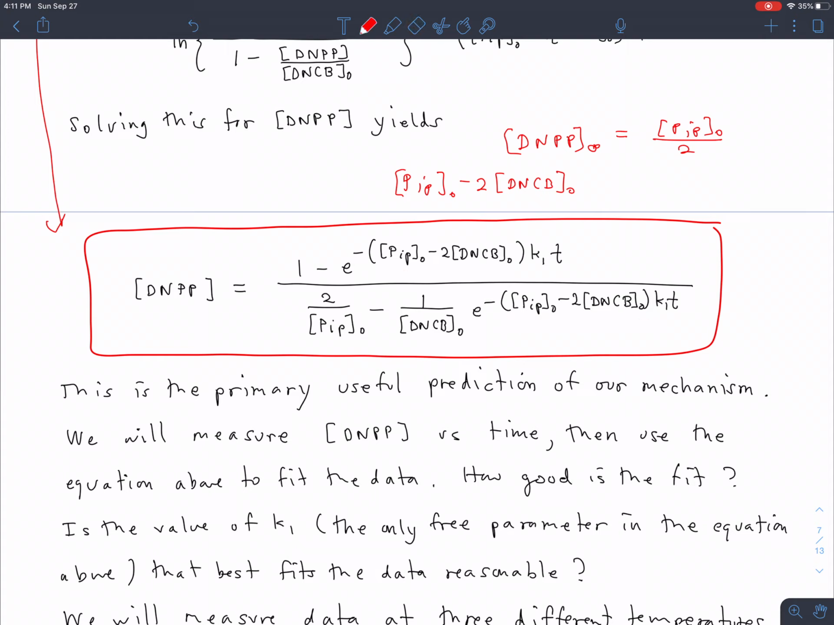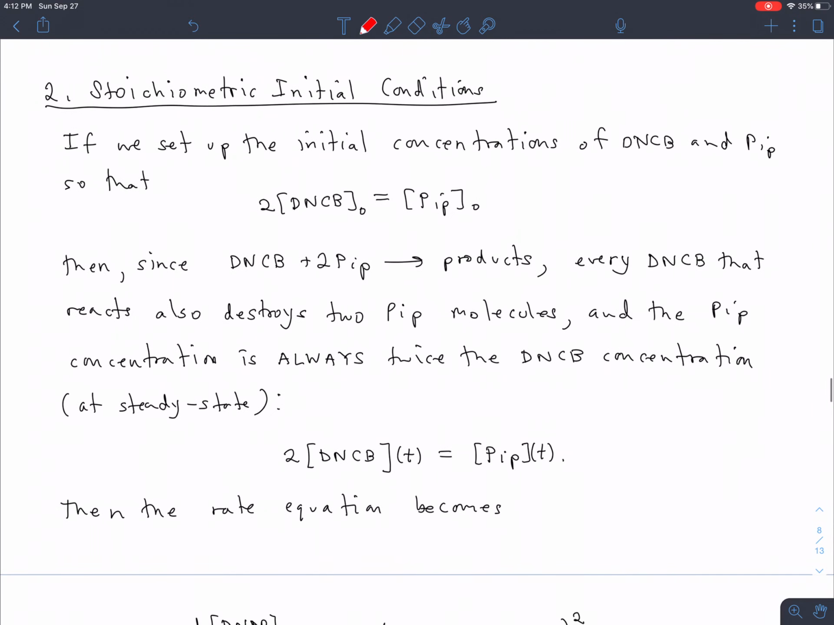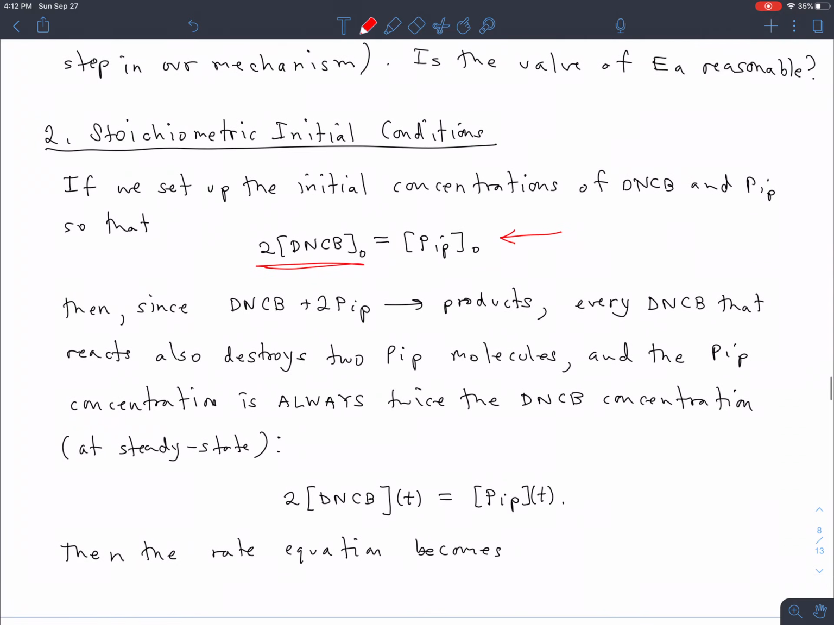That's one of our special cases, right? That's the stoichiometric special case. And you can see that it's a special case directly by looking into this general solution. You can also see it in other ways, but looking at the general solution is probably the simplest way. So here's the stoichiometric conditions. We put in twice as much piperidine, right, as there was initial DNCB.